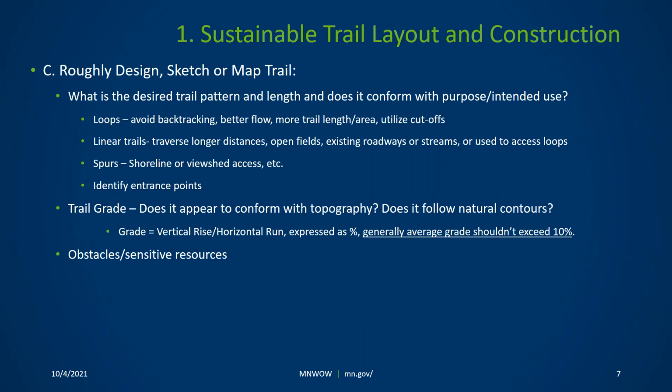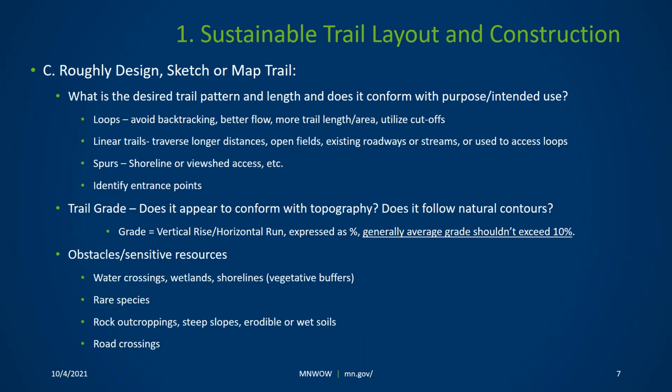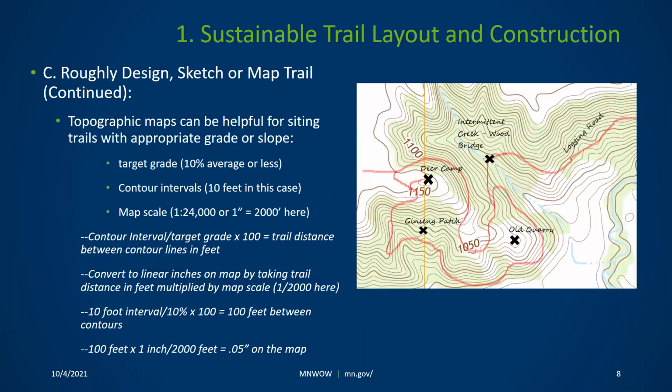And we're also looking at obstacles and sensitive resources, things like water crossings, shorelines, where we know there are rare species, rock outcroppings that we're not going to be able to bench across or get around easily. We'll want to avoid erodible soils, wet soils, and busier road crossings. So continuing on this, here's a little example sketch of just a proposed trail network kind of in my area here down in Goodhue County.